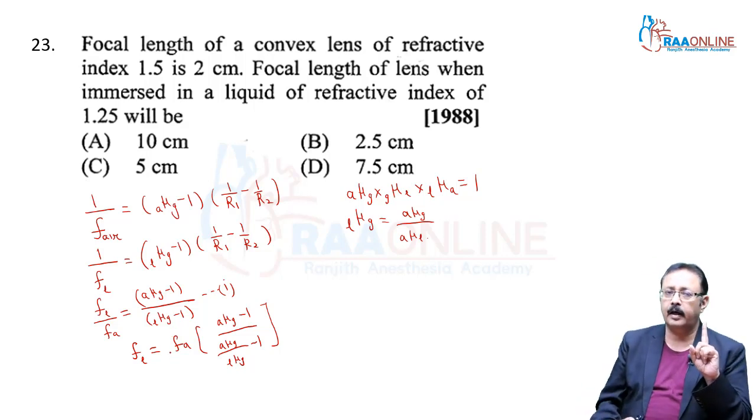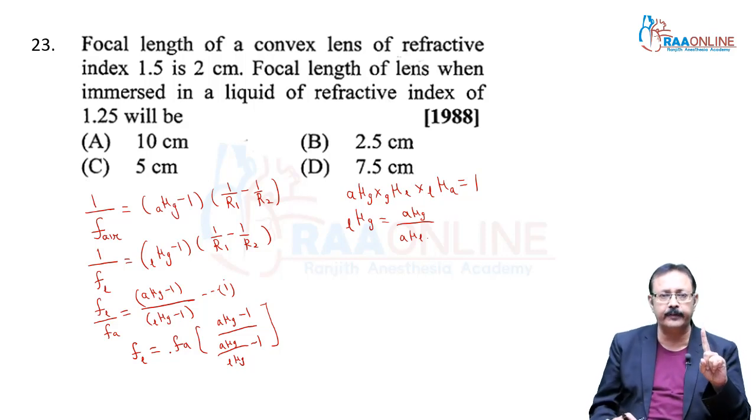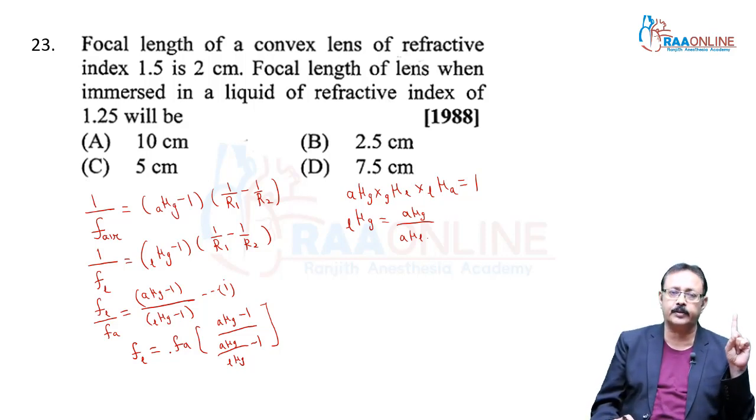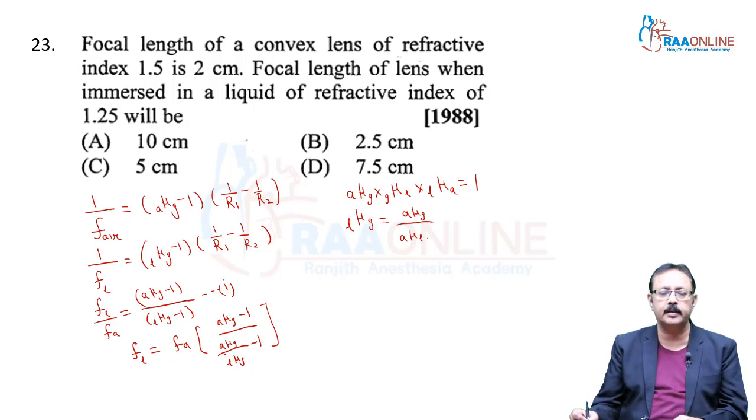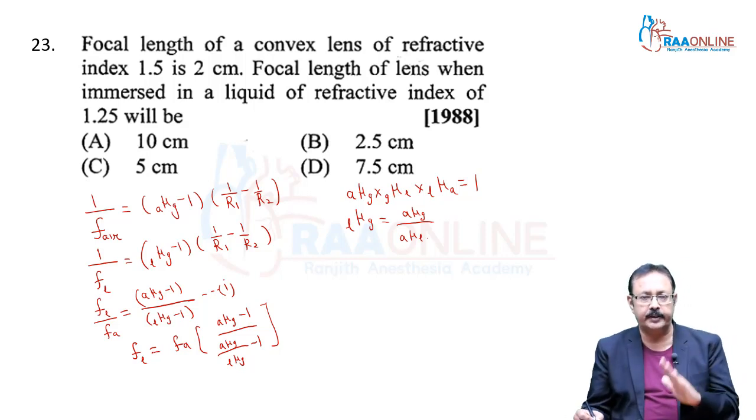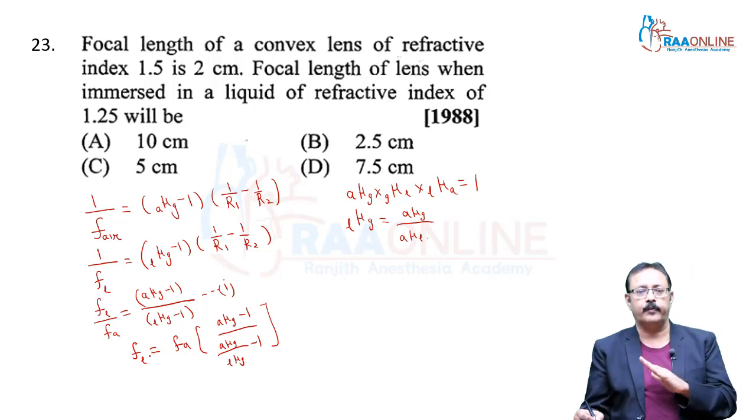If a lens goes into a liquid whose refractive index is greater than the refractive index of the material of the lens, what will happen here? If the denominator is greater than the numerator, this number will be greater than 1 and you will get one negative sign. It means the behavior of the lens will change. If it is convex, it will behave like concave. If it is concave, it will behave like convex.